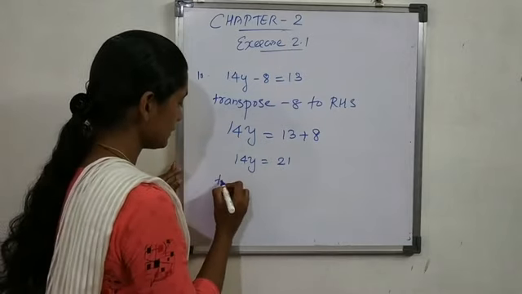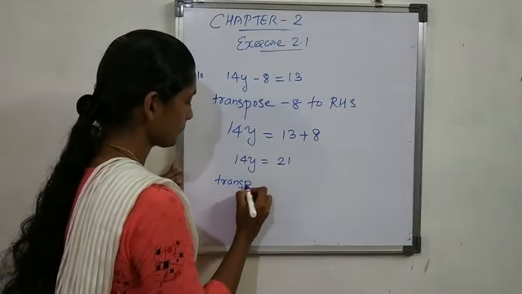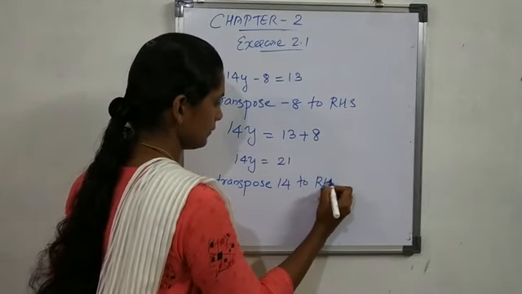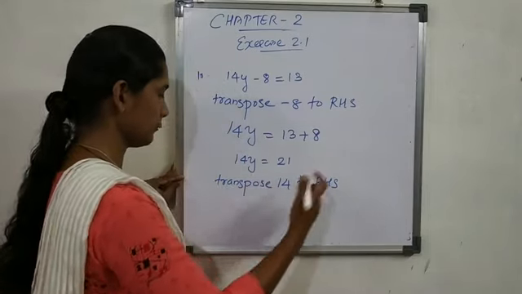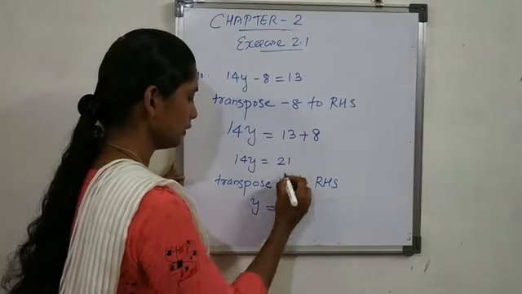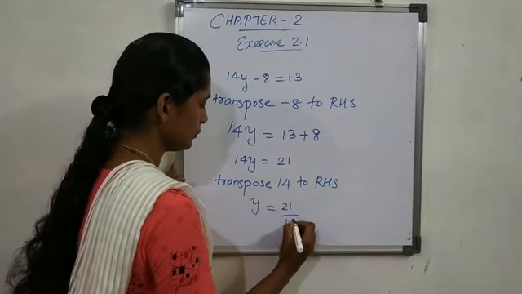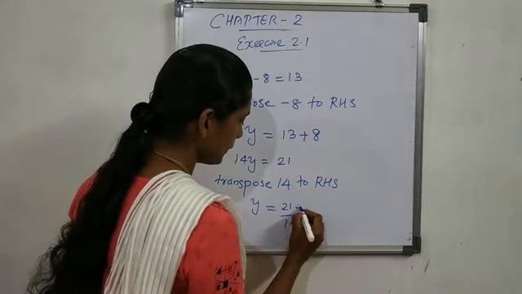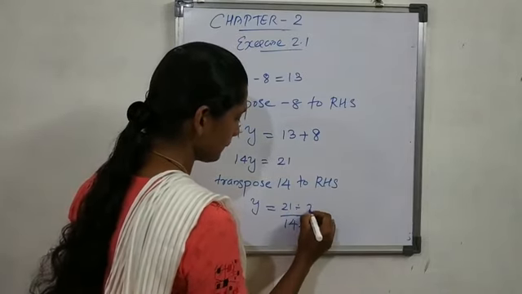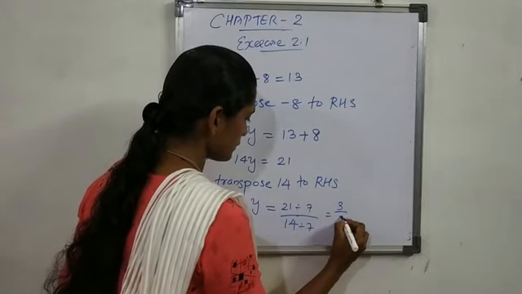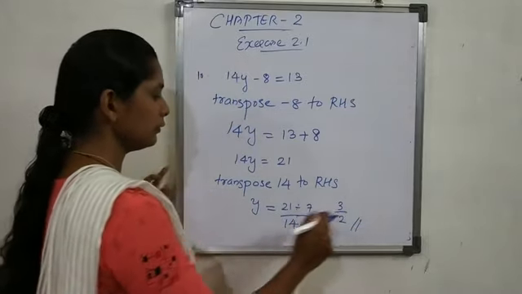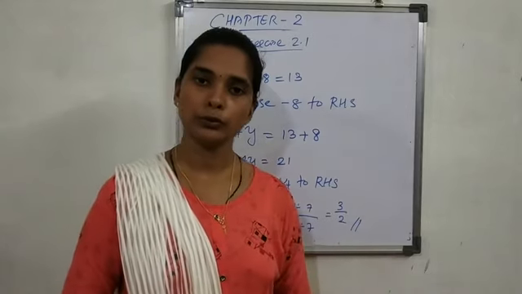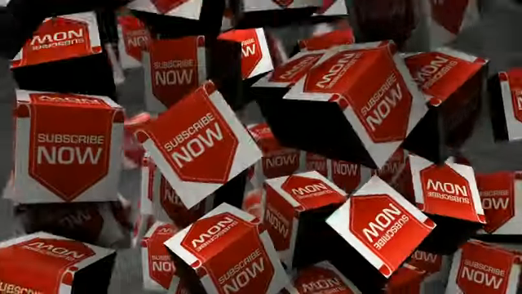Then next is transpose 14 to the right side. The left side is multiplied, therefore on the right side we have to divide it with 14. 21 upon 14. Let's divide both by 7. 7 threes are 21 and 7 twos are 14. Y is equal to 3 by 2. The value of y is 3 upon 2.